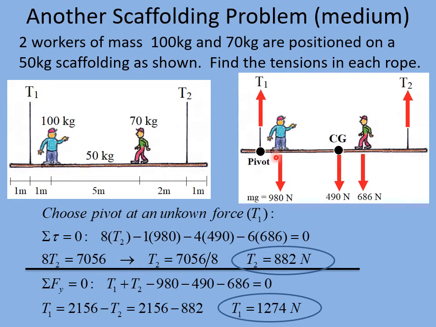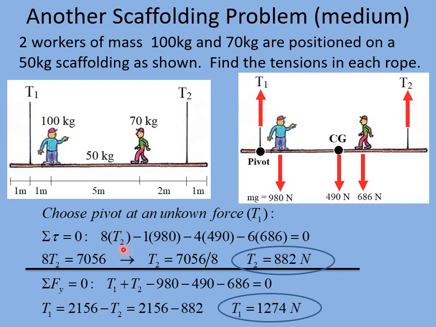Now, we can choose a pivot anywhere we want. It's usually a good idea to pick the pivot at one of the unknown forces, because when we do torques, remember, we don't have to include this force now, T1. We don't know what it is anyway. But if we choose the pivot right here, where this cable attaches, then we can ignore this tension force when we're doing our torque analysis. So the next thing is just to sum up all the torques and set them equal to 0.